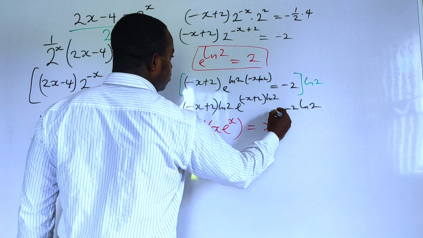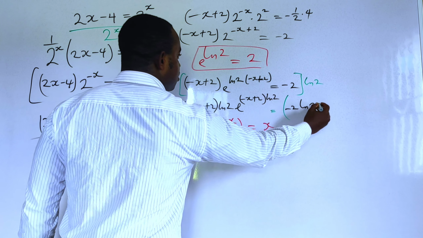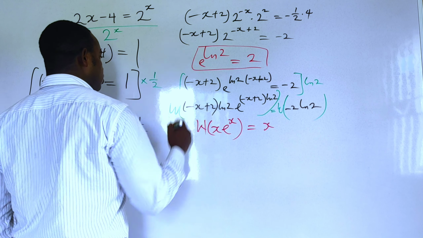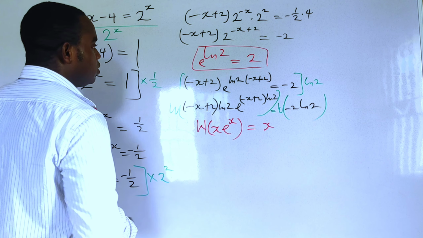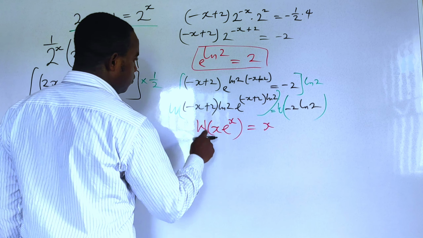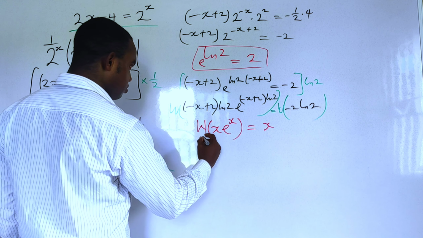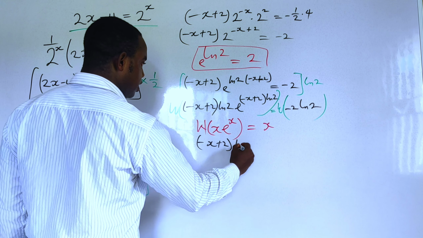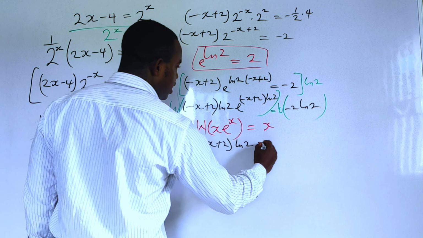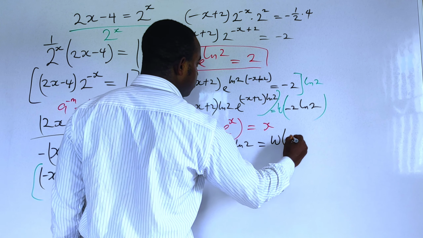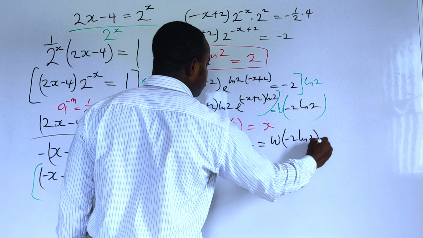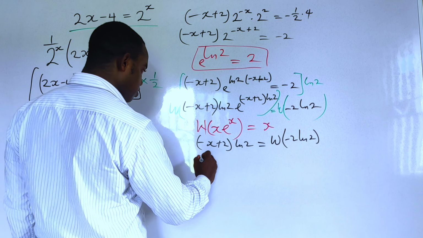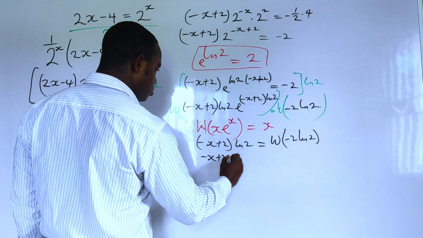So when you study the structure here, you will notice you just need to introduce now the Lambert W function to both sides, and you're going to be having this form. So you will notice what we have in place of x there now is negative x plus 2 and multiplied by ln of 2 on the left hand side, and all of that is equal to Lambert W function of negative 2 ln of 2. So to find x now, our problem is reduced. We simply need to divide both sides by ln of 2.